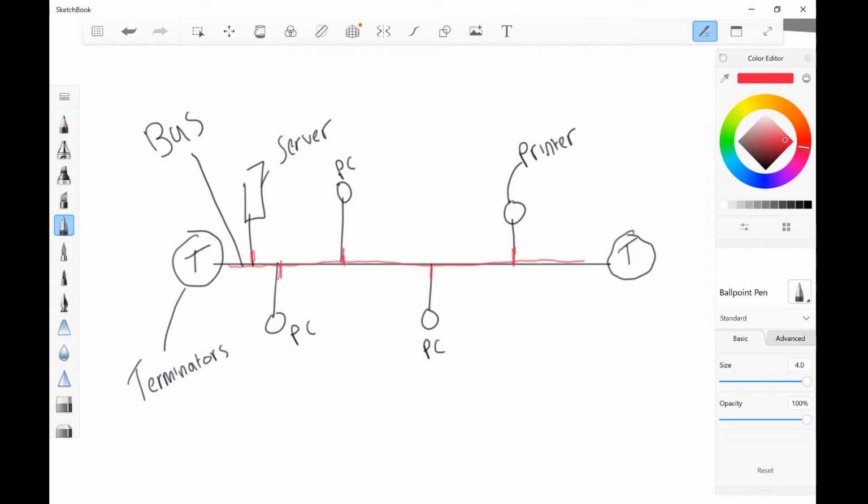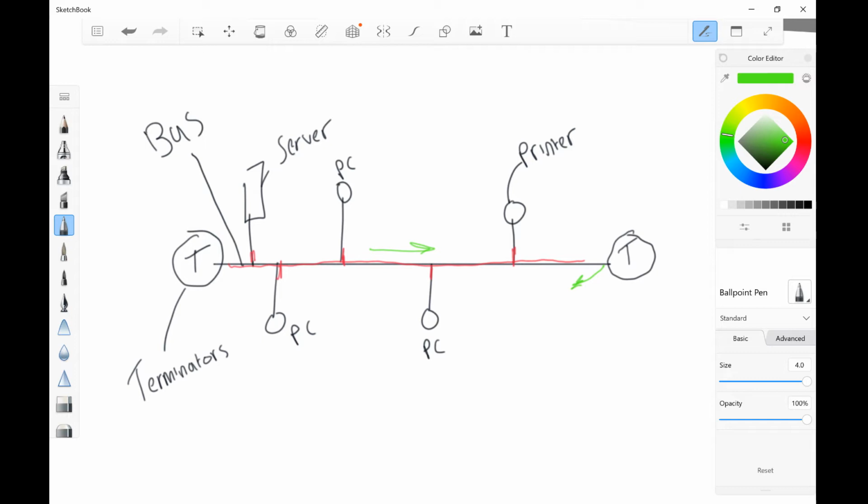Now, the whole point of a terminator is it stops the data getting thrown back, so data won't go that way. You can leave that off. So data will flow downwards in this direction, but it won't go back, so it won't reflect, because that would mean there'd be collisions and it just wouldn't work very well. So these terminators prevent what's called mirroring.